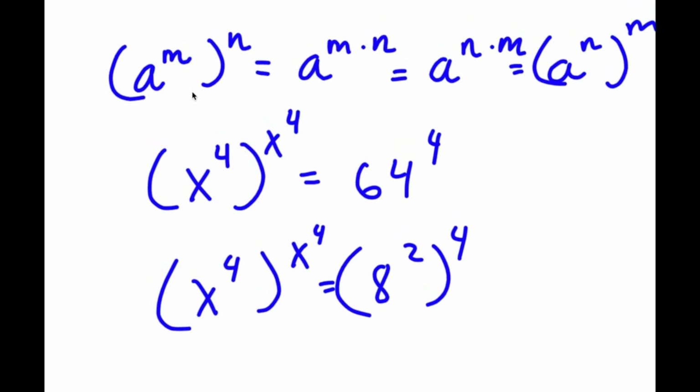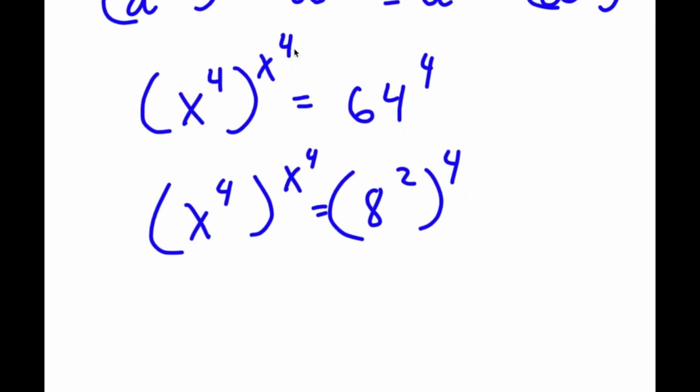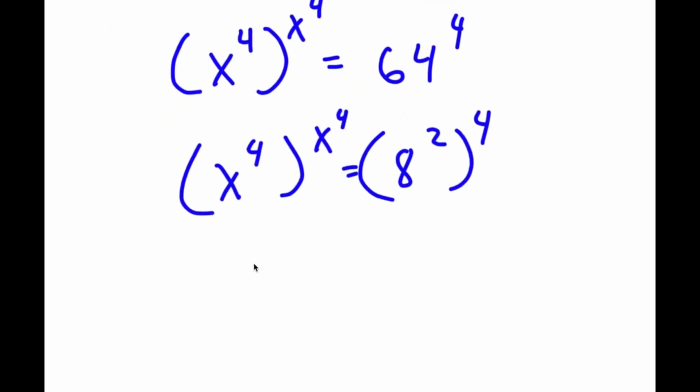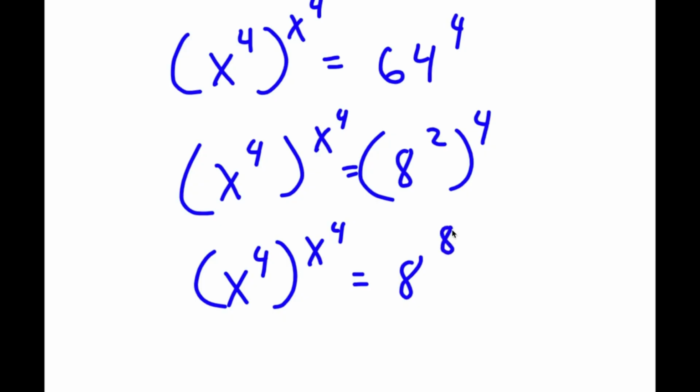Now remember, if I have something in the form a to the power of m to the power of n, this is equal to a to the power of m times n. So 8 to the power of 2 to the power of 4 is going to equal 8 to the power of 2 times 4, which is 8 to the power of 8. So now I have x to the power of 4 to the power of x to the power of 4 is equal to 8 to the power of 8.